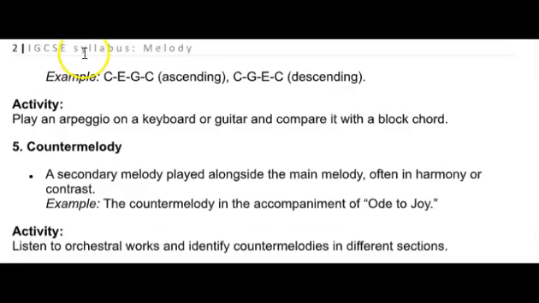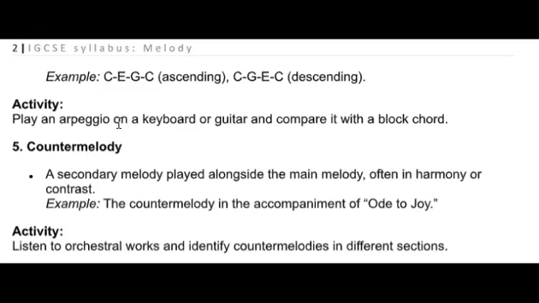Broken chord just had C, E, G. While the arpeggio, I add my tonic note again. C, E, G, C. And down, C, G, E, C. So I have 2 of the root notes. Play an arpeggio on a keyboard. That we will do in class. I will show you. I will also show that to you on a guitar, and we can play that on the recorder.